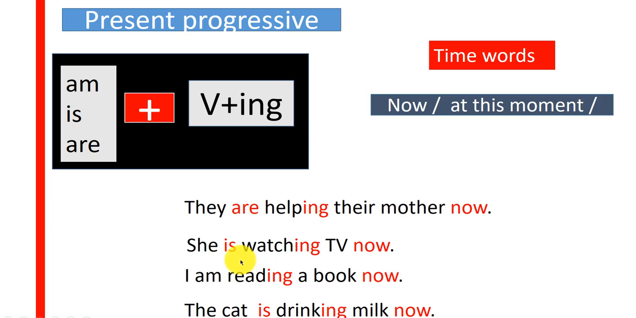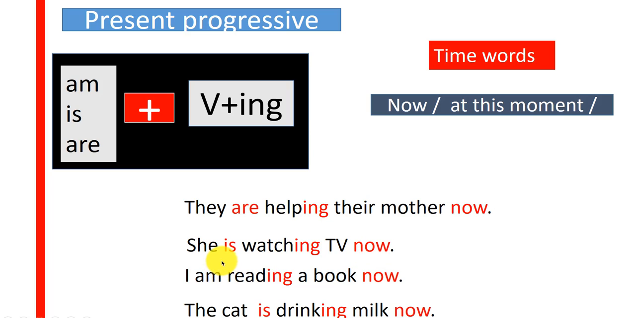What is the present progressive here? It is composed of is and the verb and ing. Look here, is and the verb watch in this case and ing. Good. Why have we used is and not am and not are? Because with she we say she is. We don't say she am. She is. We say she is watching. They are watching. Okay. So we say she is watching TV now.